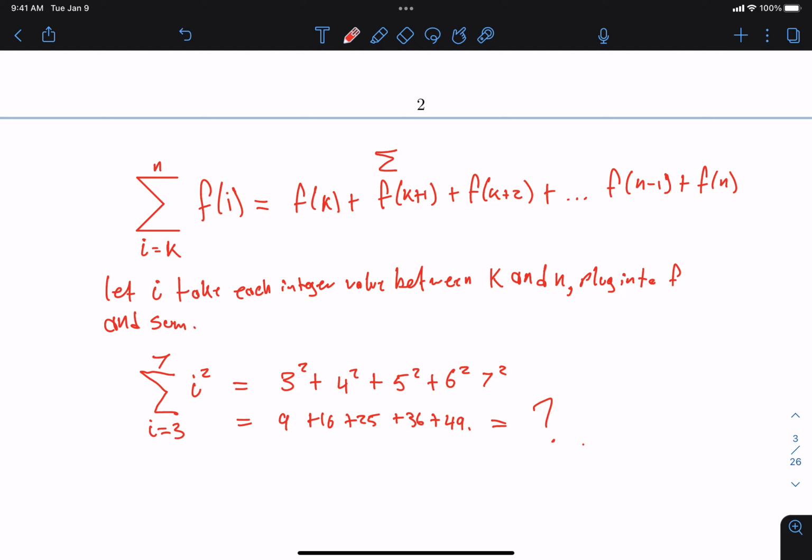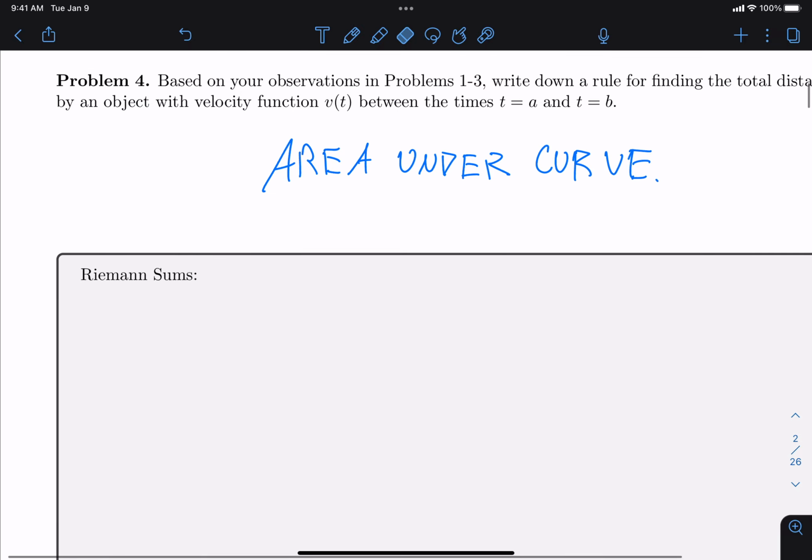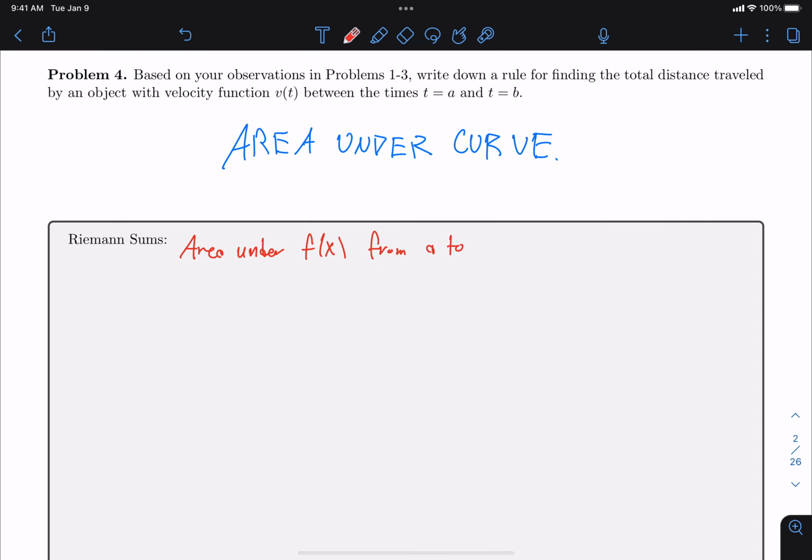Okay, so now we're going to get nasty. We're going to write down some Riemann sums, which tell you the area under the curve f of x from a to b using n rectangles.